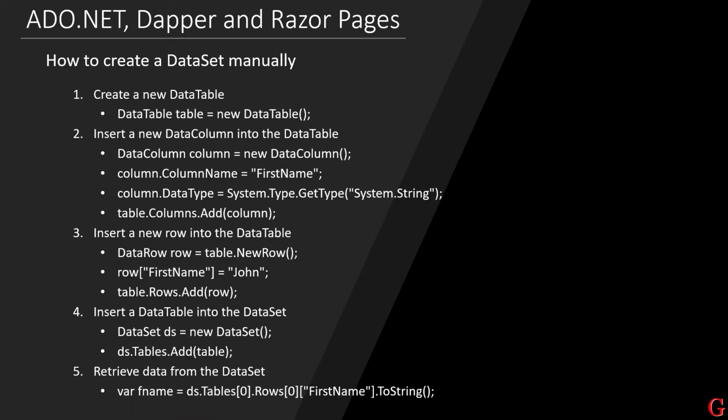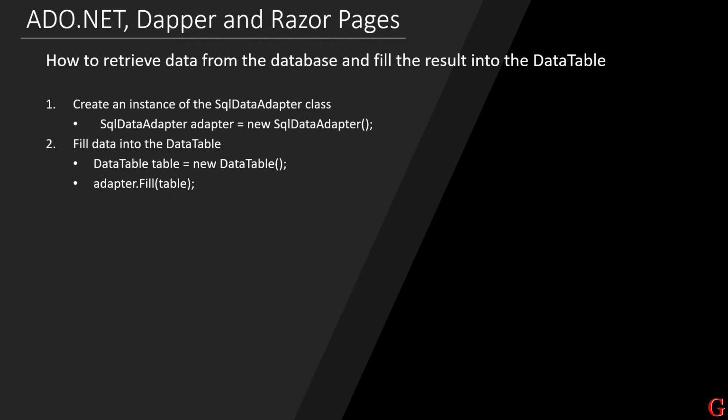Dataset can also be created manually, but when you retrieve data from the database using ADO.NET, the dataset is created automatically. Next we can see how to retrieve data from the database and fill the result into the data table. You can also fill the result into the dataset. When you use dataset, you should have an SQL query that contains at least 2 select statements, which are separated by a semicolon.